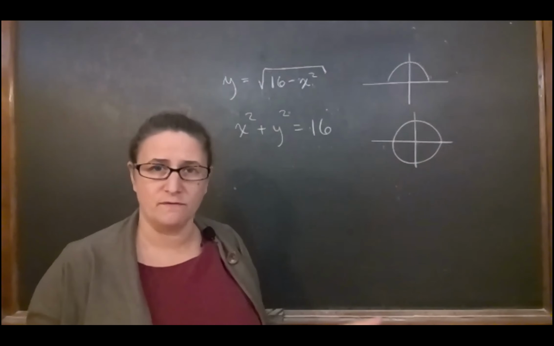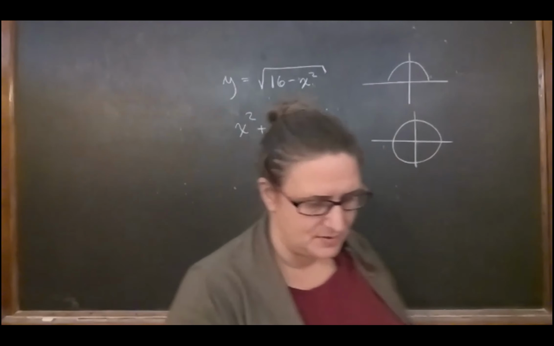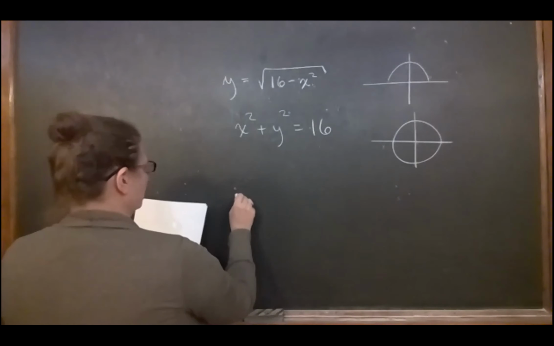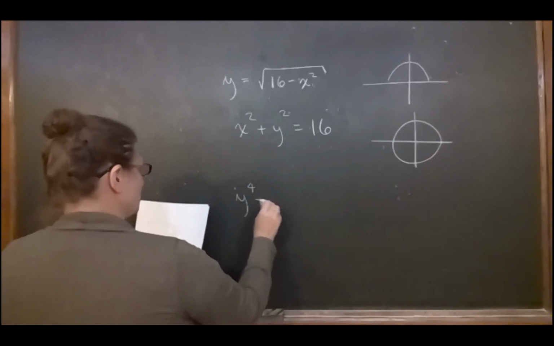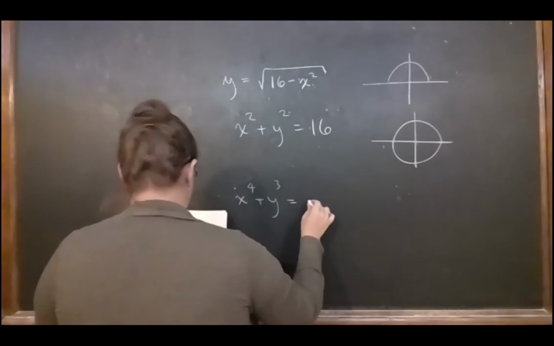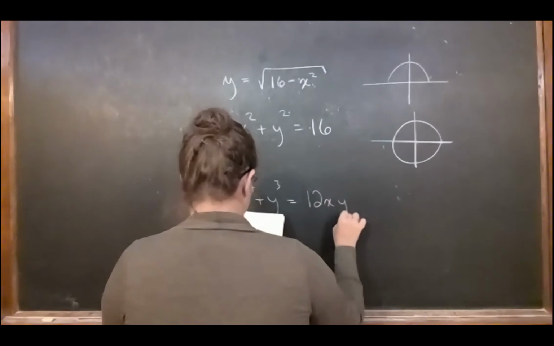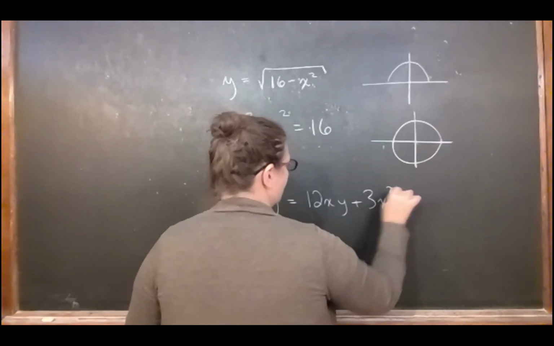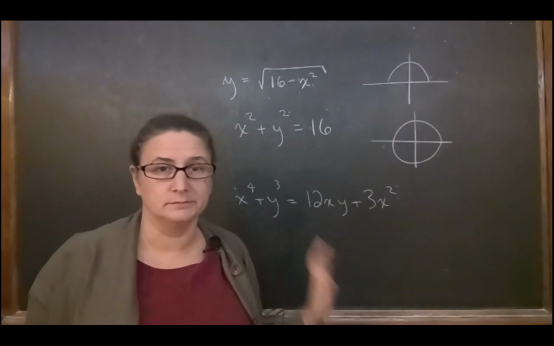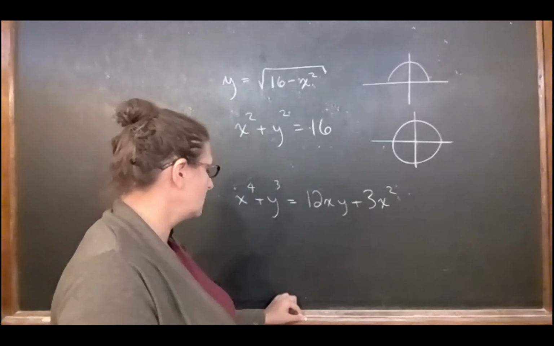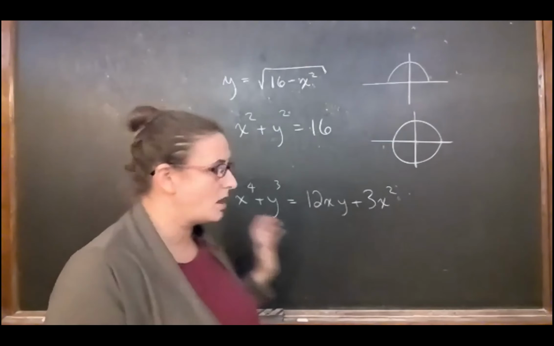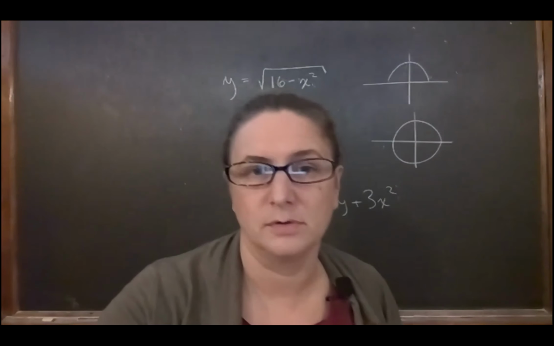What if I can't solve for y? What if I have something that's a little bit uglier than just this nice little circle here? Like, here's x to the 4th, y cubed equals 12xy plus 3x squared. What about that? I don't even know what that looks like. And I certainly don't know how to solve for y in terms of x. This would be really difficult. A lot of algebra, not worth the trouble, not worth the time.